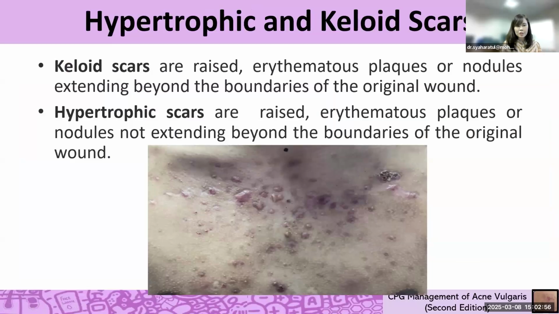And in keloid scars, usually the extent of the scar extends beyond the boundaries of the original wound. For instance, you may have a small pimple to begin with, but the keloid scar will extend beyond the boundary of that initial pimple. Whereas if you have a raised scar that is only arising at the site of that initial injury or the initial pimple, then you call that hypertrophic scars.